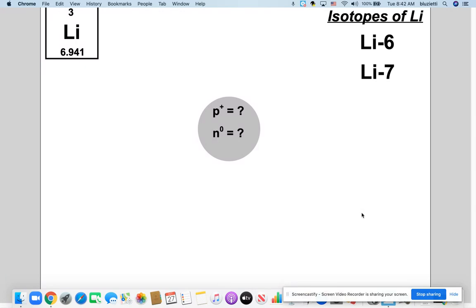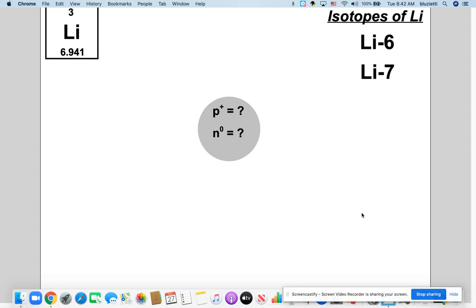We are going to build a Bohr model for the element lithium. There it is in the upper left-hand corner. You see the atomic number, you see the atomic mass, and over on the right-hand side, I'm showing you the two stable isotopes of lithium: lithium-6 and lithium-7. We're going to have to choose one of those in a moment. But first, let's do the easy part.